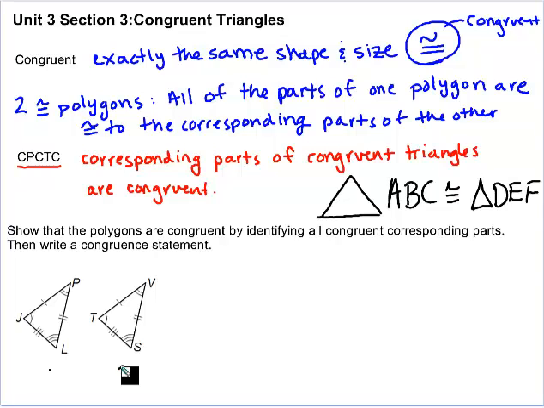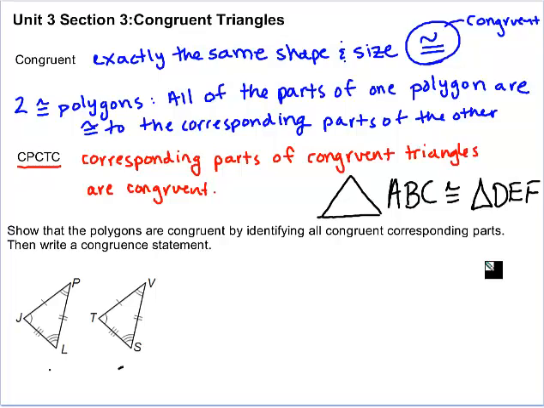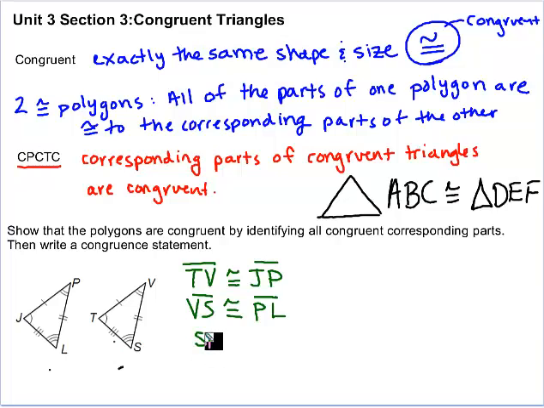So what we're going to do is look and determine which parts are congruent to which parts. Here we see that side JP and side TV are congruent. So we'll say TV is congruent to JP. We see side PL and side VS are congruent. So side VS is congruent to side PL. And we see ST and JL are congruent. So side ST is congruent to side JL. So those are our three congruency statements for the sides.